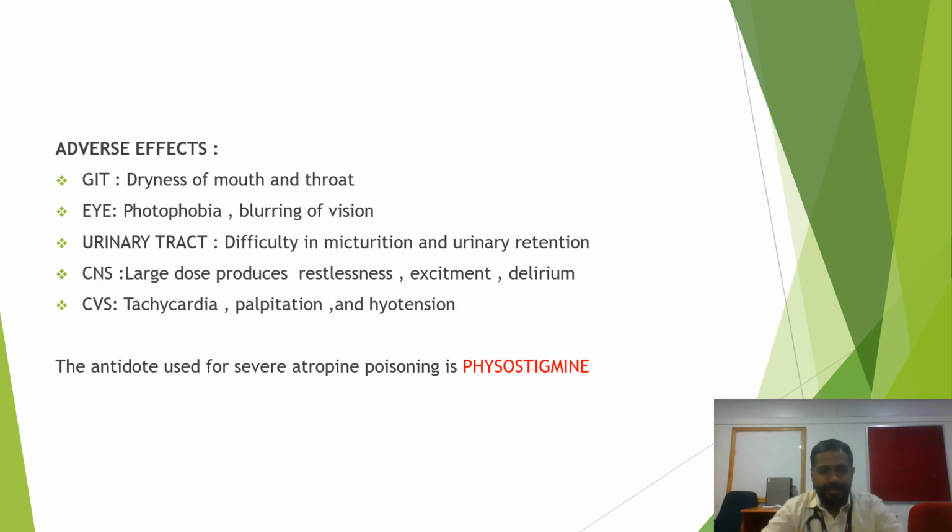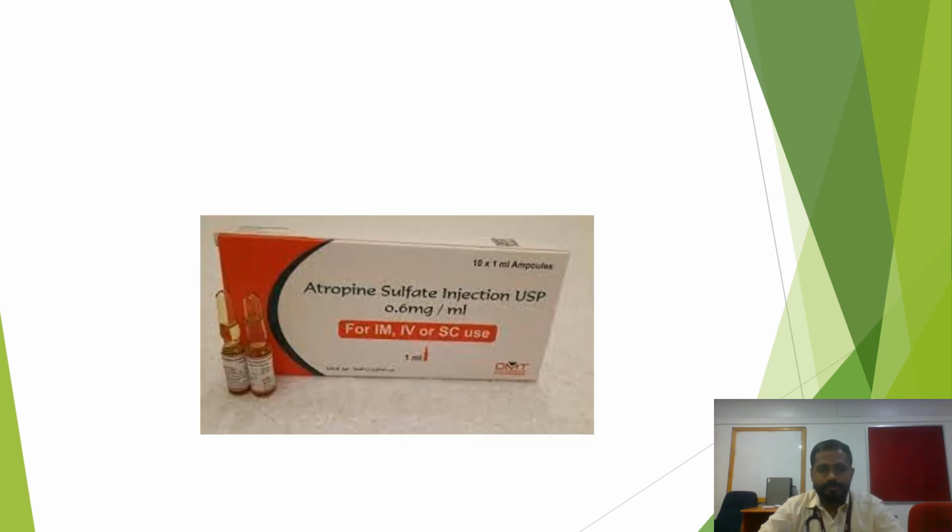Adverse effects: in the GIT, it causes dryness of mouth and throat, and in the eye, it causes photophobia and blurring of vision. In the urinary tract, there is difficulty in micturition and urinary retention. In the CNS, it causes restlessness in large doses, and excitement and delirium. In the CVS, it causes tachycardia, palpitation, and hypotension. The antidote used for severe atropine poisoning is physostigmine.